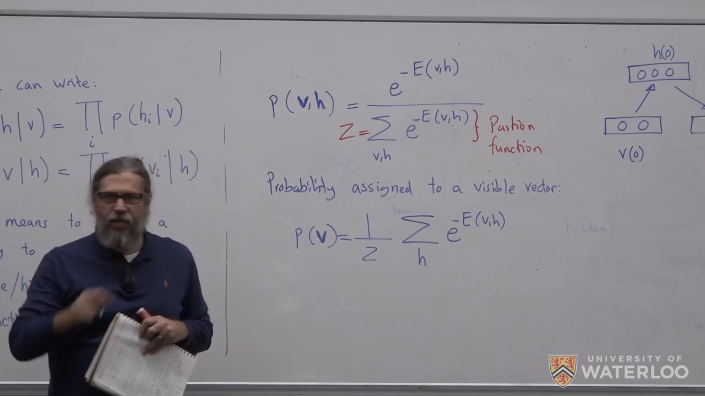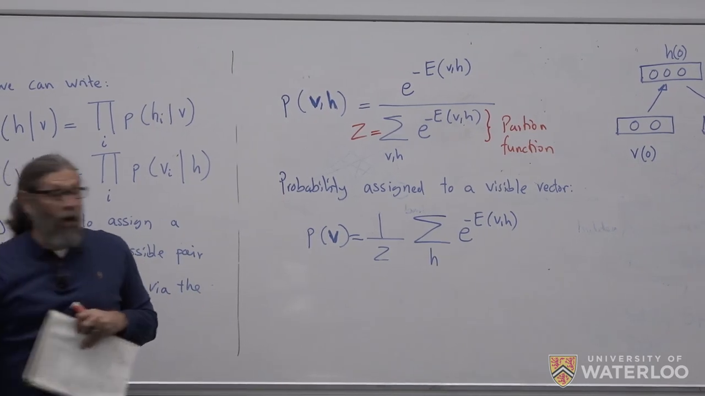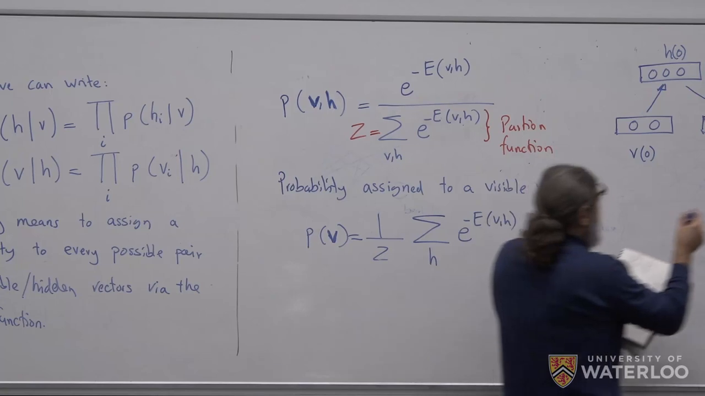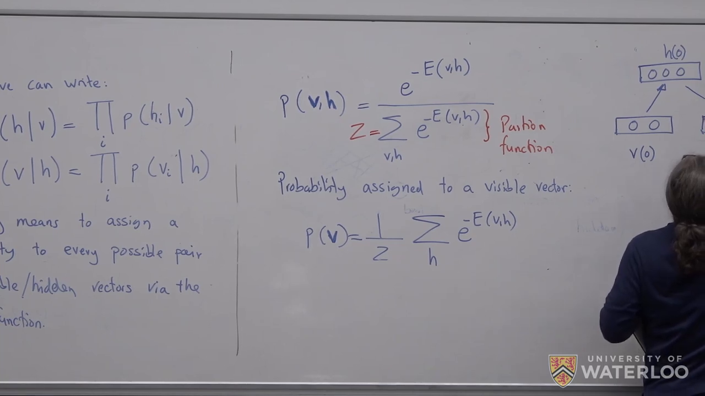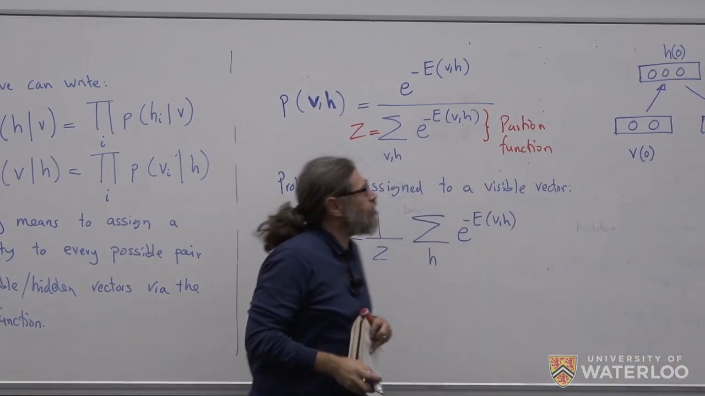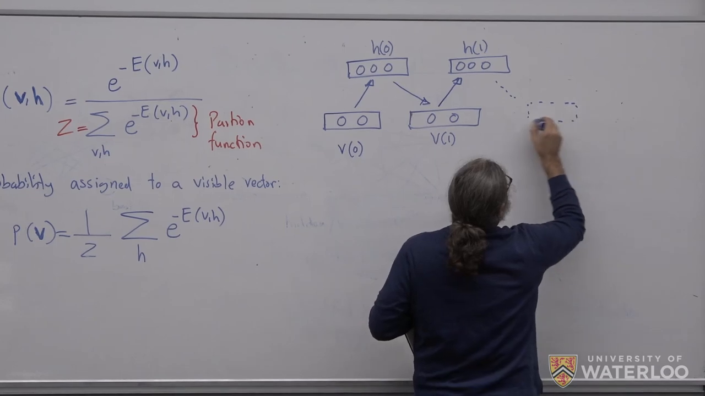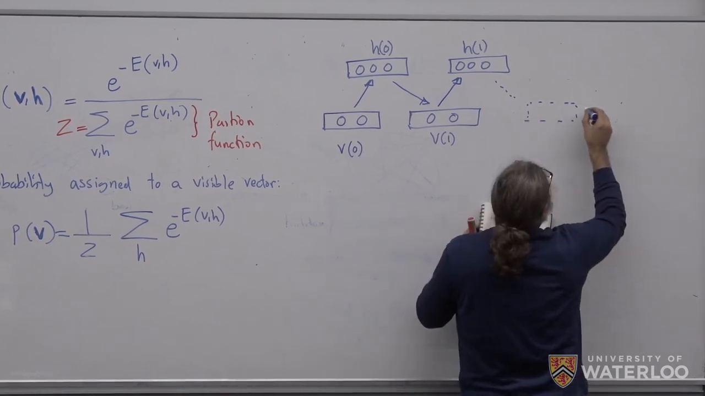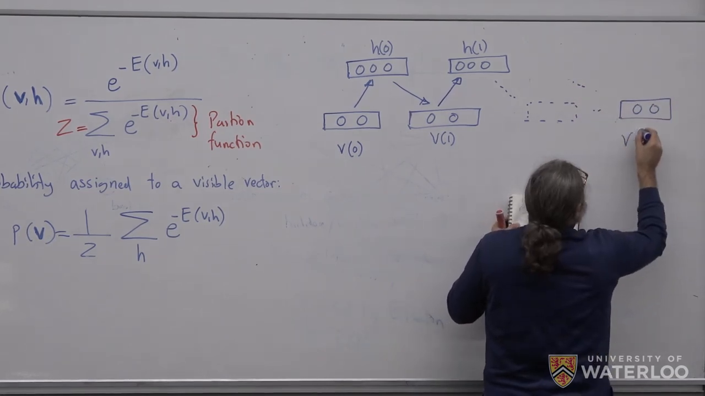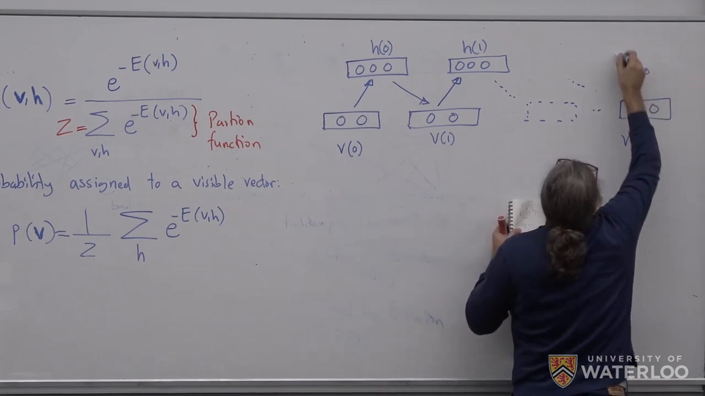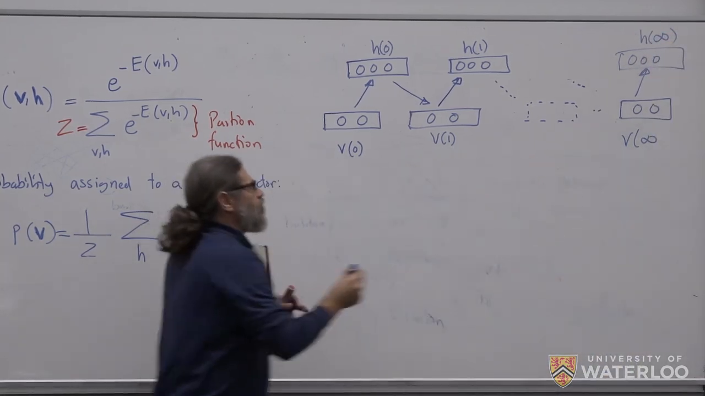So you're building a flip-flop, basically. Visible, hidden, hidden, visible. I'm trying to adjust the weights. And then from this, again, I go back up and say, okay, can I build up the hidden ones at iteration one? And then at some point we get to V at infinity, and we go to the hidden one at infinity. So I'm going through iterations.